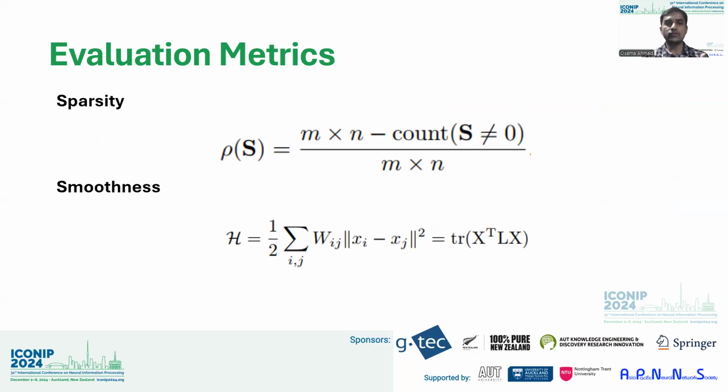So the evaluation metrics are sparsity and smoothness along with accuracy. Sparsity determines how many connections your transformer encoder block has added in your block adjacency matrix, and smoothness is how much quality of connection has been introduced in your matrix.